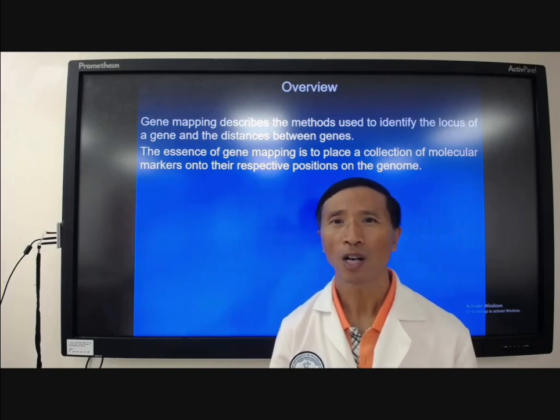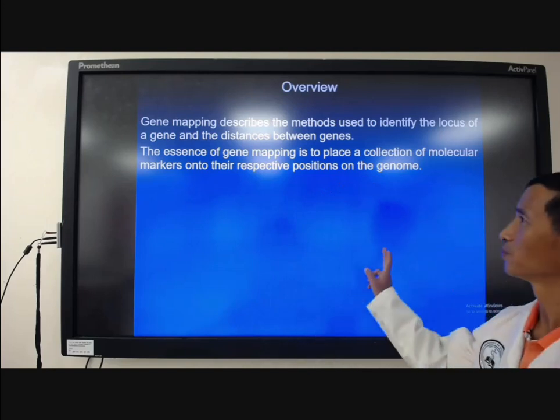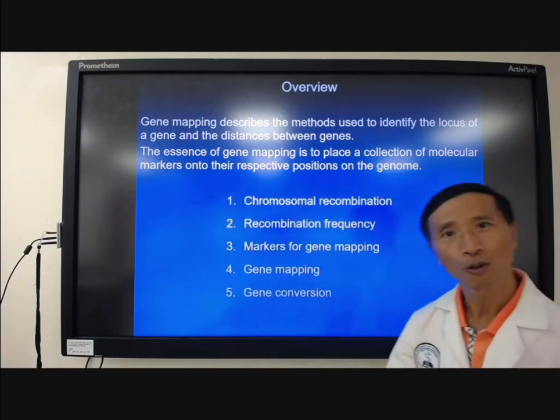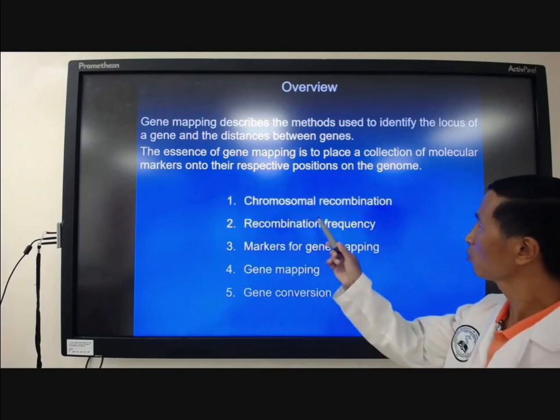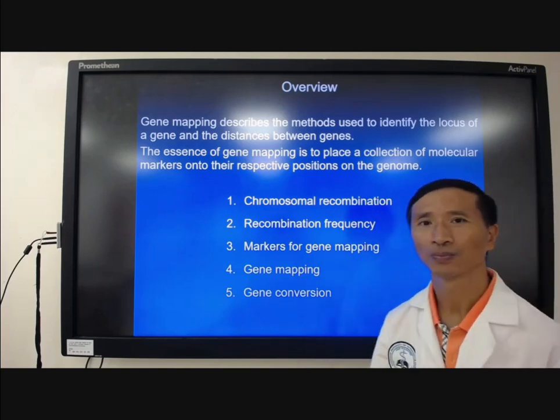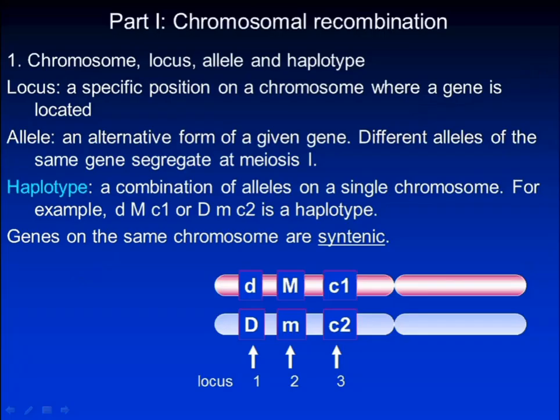Today, we will cover 5 topics. First, we will look at chromosomal recombination. Here is a pair of homologous chromosomes.